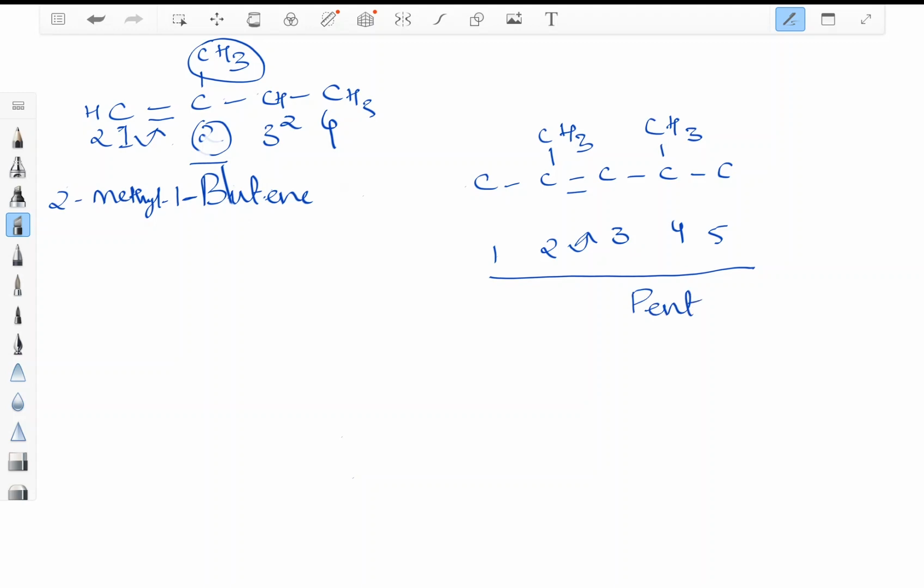but because it has a double bond, ANE is removed and ENE is added, pentene. At what position do you have the double bond? At the second position, very good. And how many methyl groups do you have? You have two methyl groups. One at the second position, the other at the fourth position. Then 2,4-dimethyl-2-pentene is the name of the compound. So these are a few examples which we have discussed in IUPAC nomenclature.